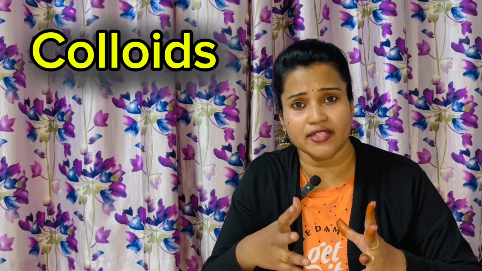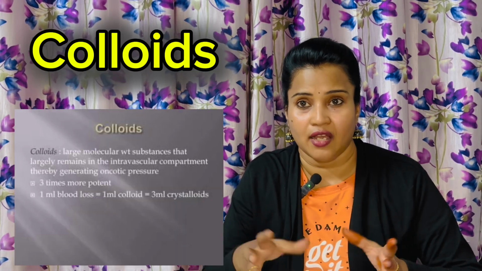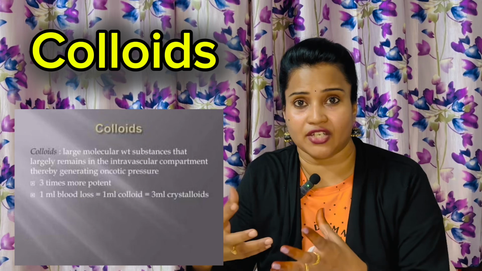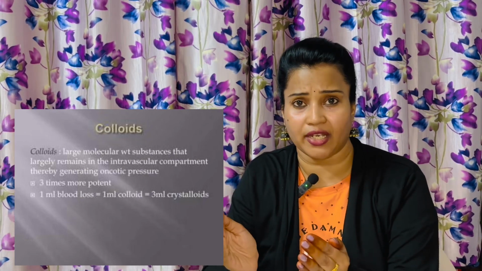The second type of IV fluid is colloids. Colloids contain larger molecules such as albumin and starches. So they stay in the bloodstream for a longer period because they are too big. They are too big to penetrate through the cell membrane. So examples are albumin and starches, and colloids are commonly used for severe blood loss and low blood protein, and also in case of shock and burns.